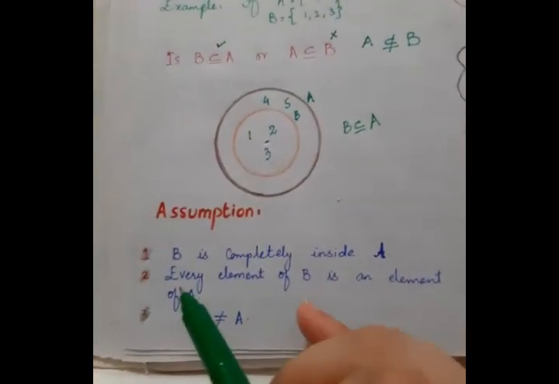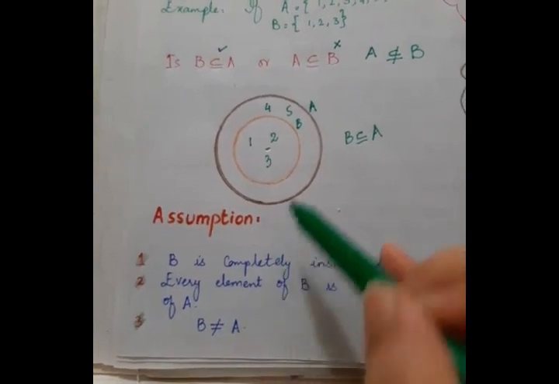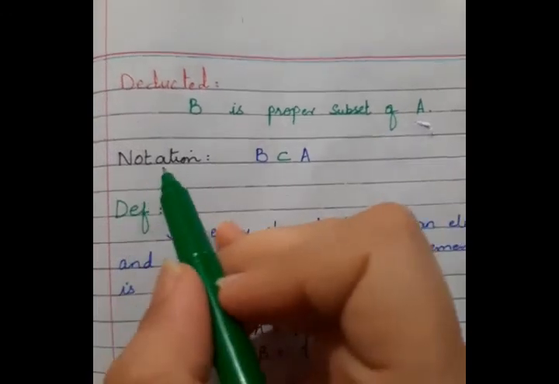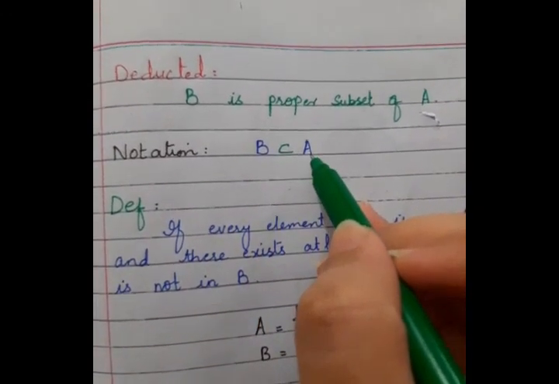So if all the elements of B are in A, but the two sets are not equal to each other, then what type of subset will it be? Proper subset. And how are we going to denote it? B is a proper subset of A, like in this way.